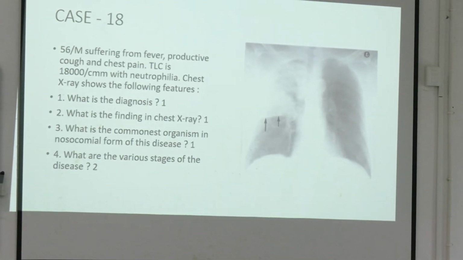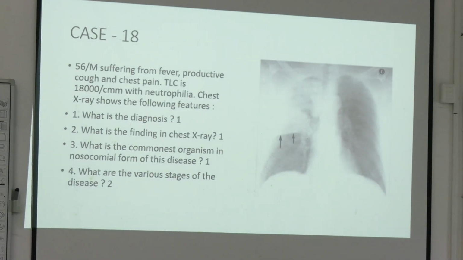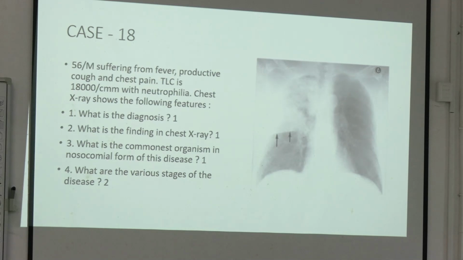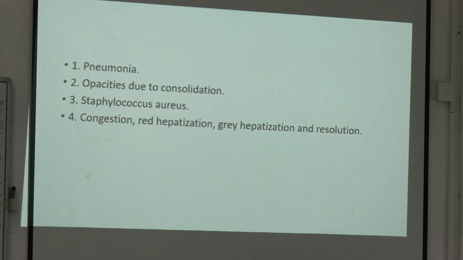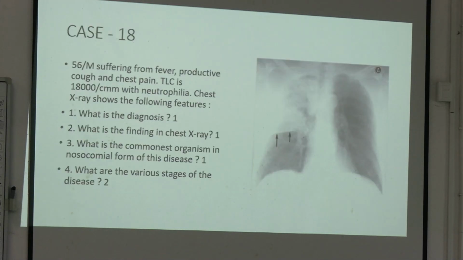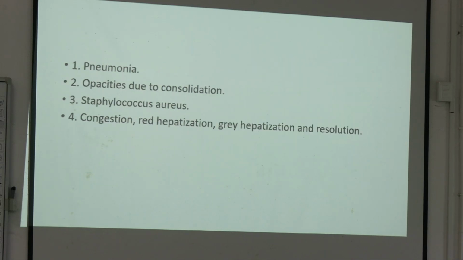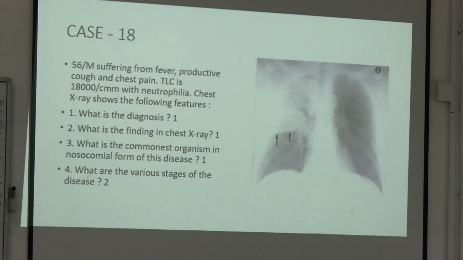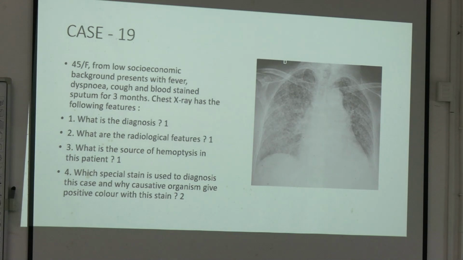Okay, pneumonia. First say pneumonia clinically, then you will find it on X-ray. What is the finding in chest X-ray? Opacity due to consolidation. What is the commonest organism in the nosocomial form of this disease? Staph aureus, pneumococcus, pseudomonas, many can come, no problem. And what are the stages? Congestion, red hepatization, gray hepatization, and resolution. Okay, simple.